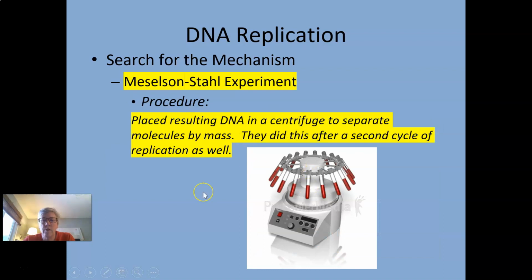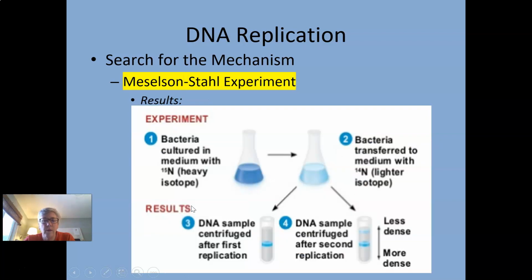So this centrifuge is going to separate those strands of DNA by mass. The one containing the heavier nitrogen will go further down in the tube. The one containing the lighter nitrogen will not be as far down in the tube, so they separate them that way. And then they ran a gel, which they looked at, and they could analyze the contents of each sample.